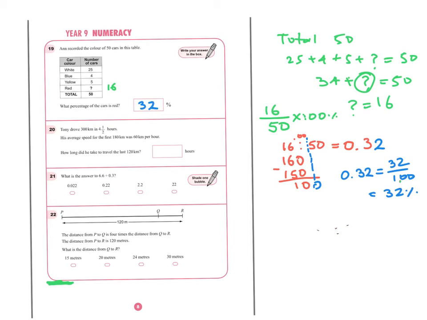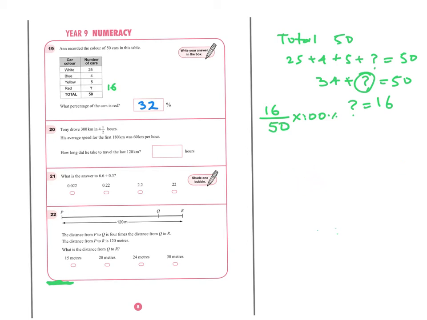Next one, Tony drove 300 kilometers in 4.5 hours. His average speed for the first 180 kilometers was 60 kilometers per hour. So how long did he take to travel the last 120 kilometers? Before I continue, I'm just gonna erase this part here. So I just need maybe more space. Let's see if this is bigger.